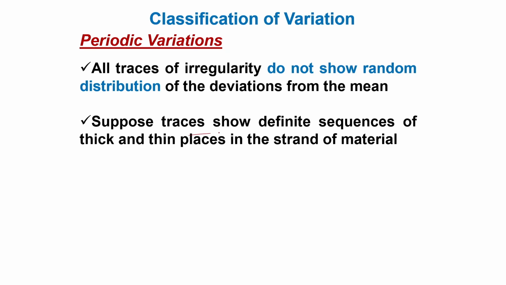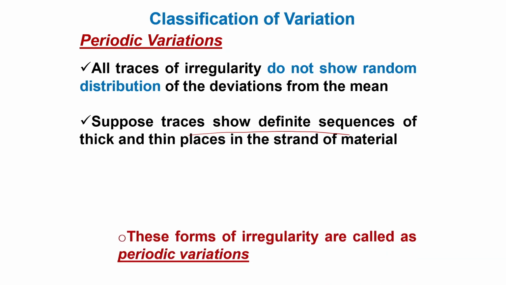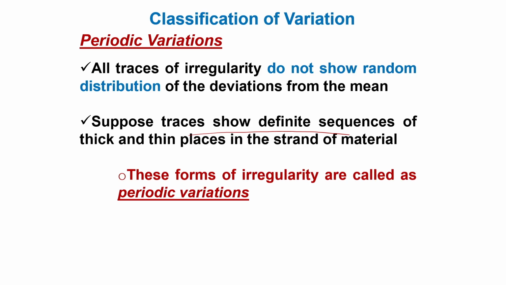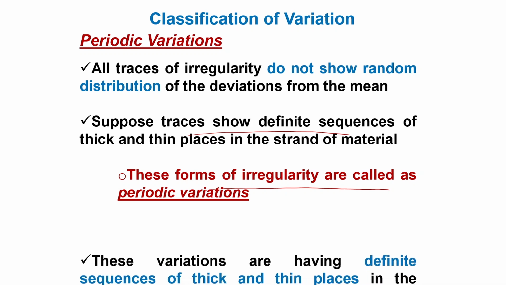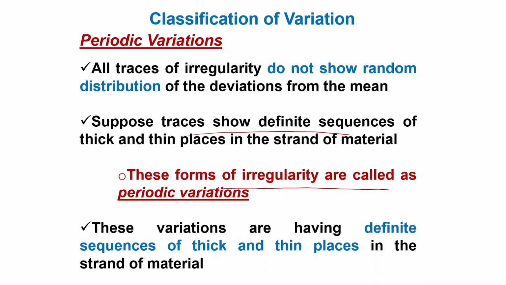So suppose the traces show a definite sequence of thick and thin places in the strand of material. This form of irregularity is called periodic irregularity. They have a definite sequence of thick and thin places in the strand of material.